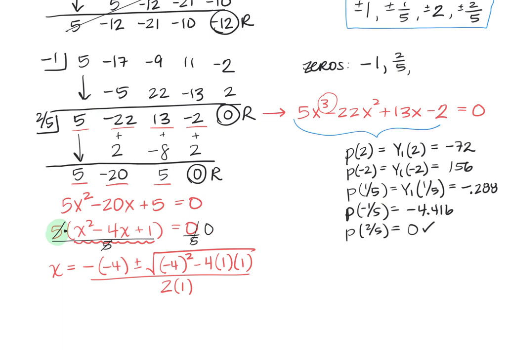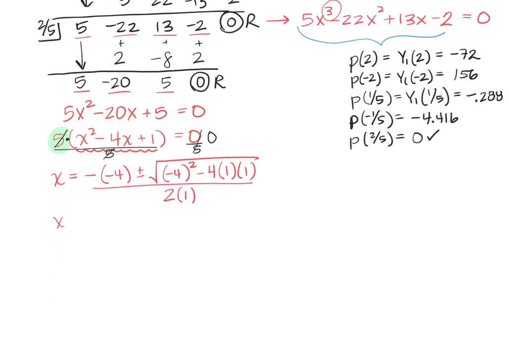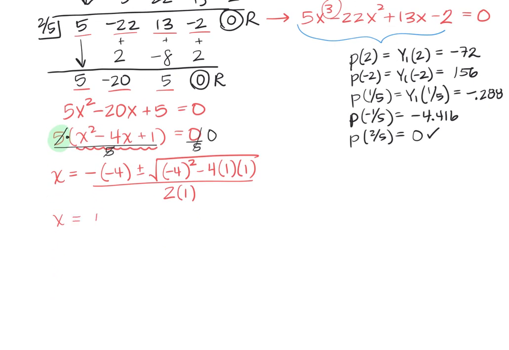So that 5 divides out, and that's why I'm just solving x squared minus 4x plus 1 is equal to 0. So let's simplify here. We have x is equal to positive 4 plus or minus the square root of 16 minus 4, divided by 2, which will be 4 plus or minus the square root of 12, divided by 2.